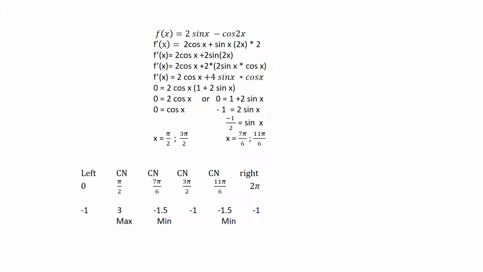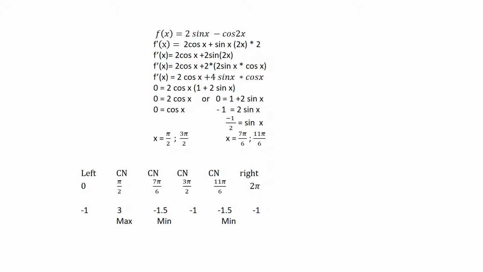Now we'll do our table, and to help us determine our maxima and minima, we also have to include our endpoints, since absolute extrema can occur at the endpoint. So we'll go in order from smallest to largest. Our left endpoint is 0. Our first critical number is pi over 2. The next one is 7 pi over 6. Next is 3 pi over 2. Next is 11 pi over 6. And the right endpoint is 2 pi.